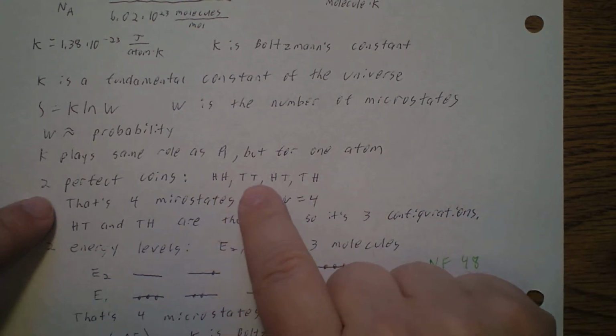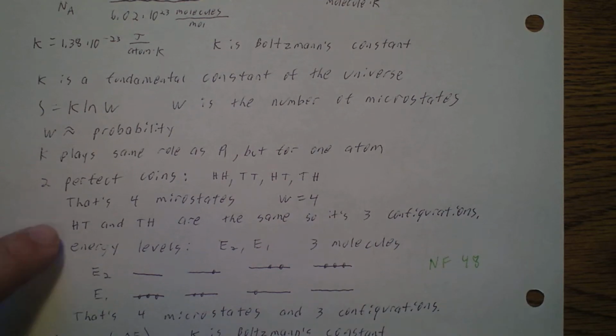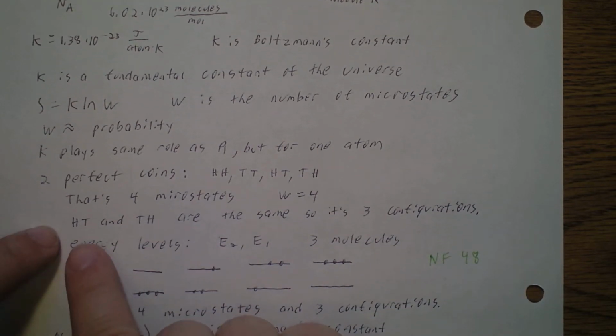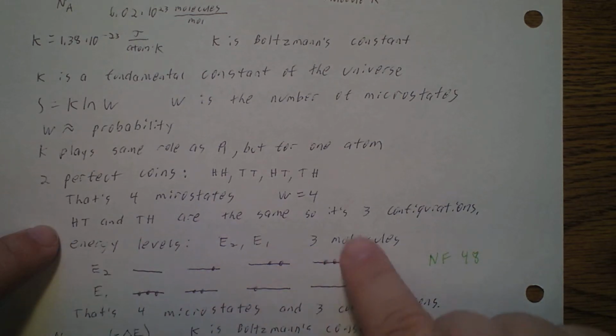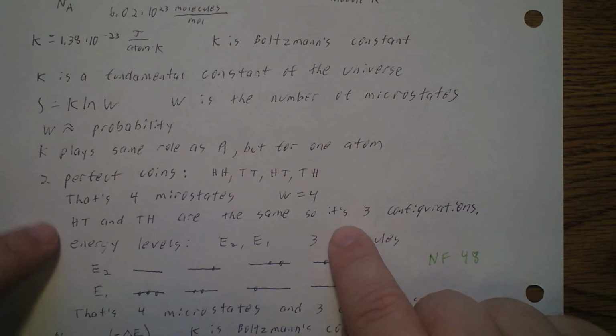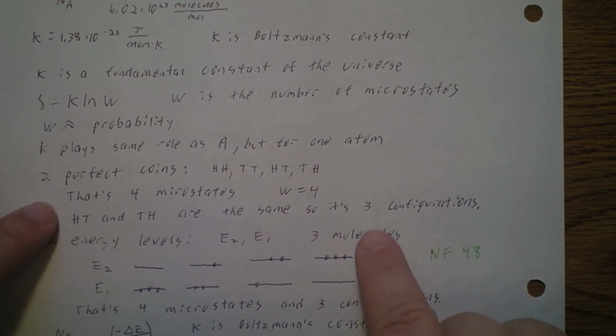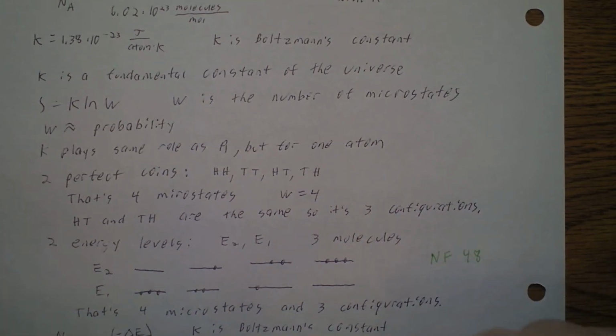Now this is actually 4 different microstates because order matters. Except you'll notice heads-tails and tails-heads are really the same. It's one head and one tail. So we actually say there's 4 microstates but 3 configurations.